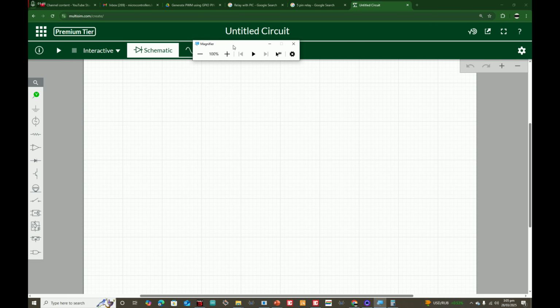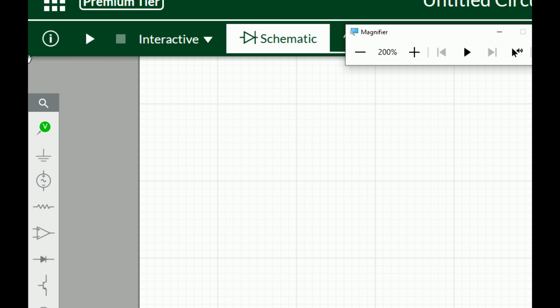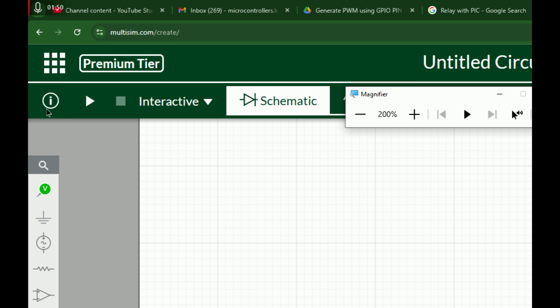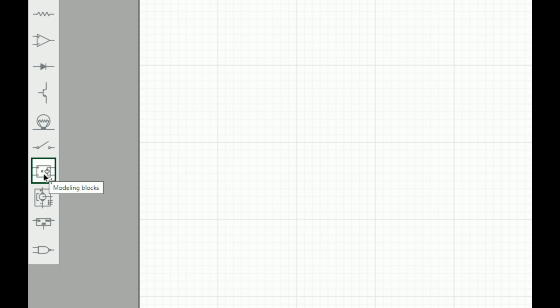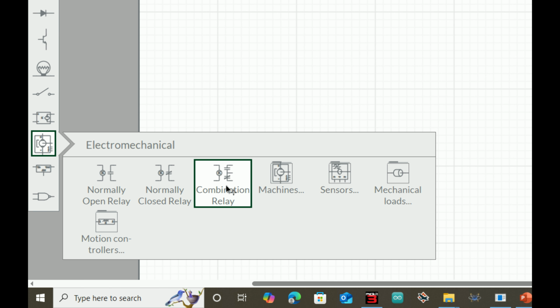Let me open the magnifier as well. Now see, on the left side you have the toolbar. Look for the component called modeling blocks, electromechanical. A relay is basically an electromechanical device. So you have a normally open relay, a normally closed relay, then you have a combinational relay. The combination one is a 5-pin relay.